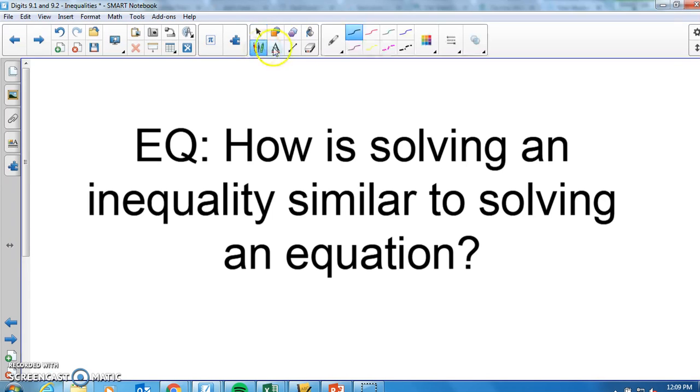What we're going to focus on is solving equations, and our essential question is, how is solving an inequality similar to solving an equation? Don't need to remind you to copy down the important things. I'm going to go ahead and copy this down or highlight this, but you don't need me to tell you what you need to highlight, okay?